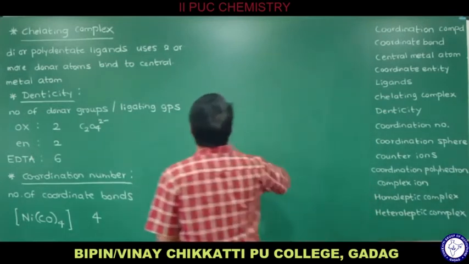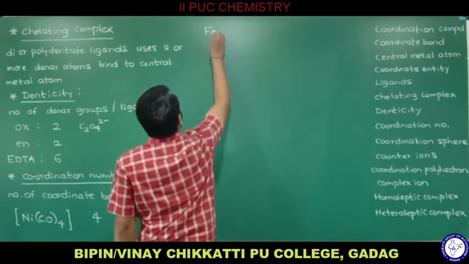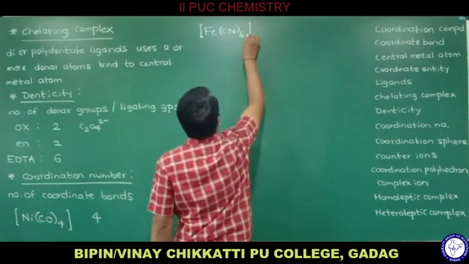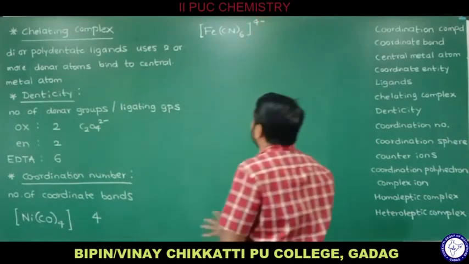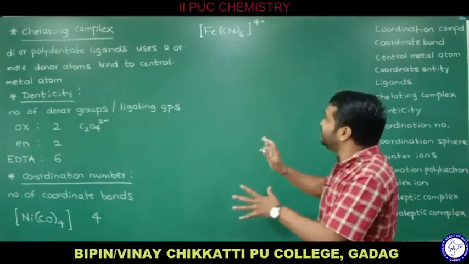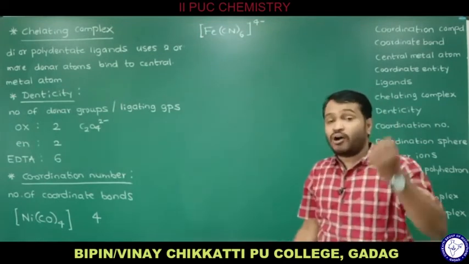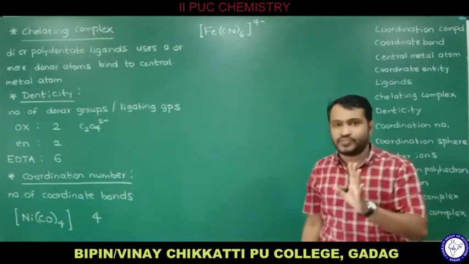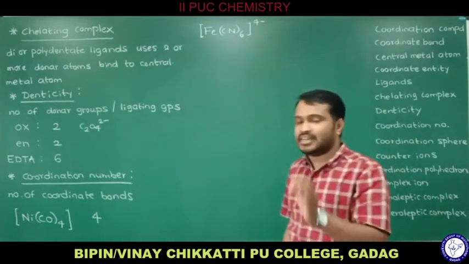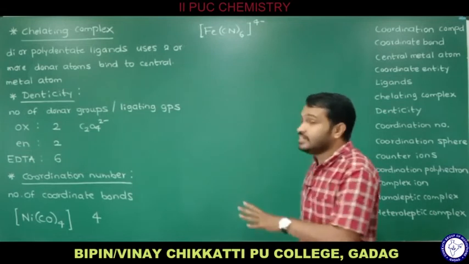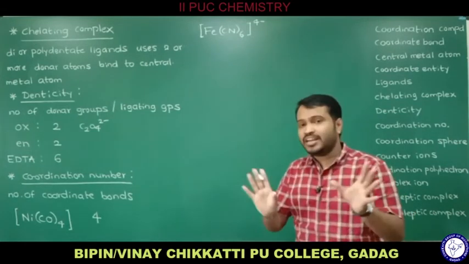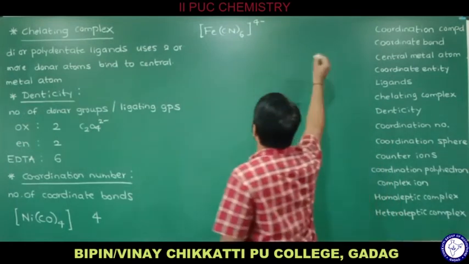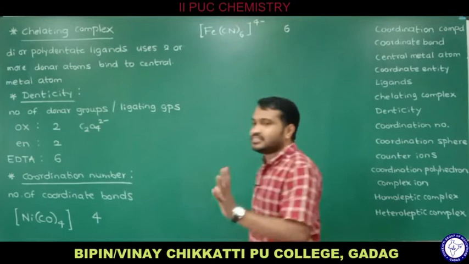One more example. [Fe(CN)6] 4 minus. The names we'll see later. What is the coordination number? If you want the coordination number, you need to observe how many coordinate bonds we have. Fe is the central metal atom and CN minus are the ligands. How many ligands are there? Six ligands are going to surround Fe. Therefore, the coordination number is 6 in this case.